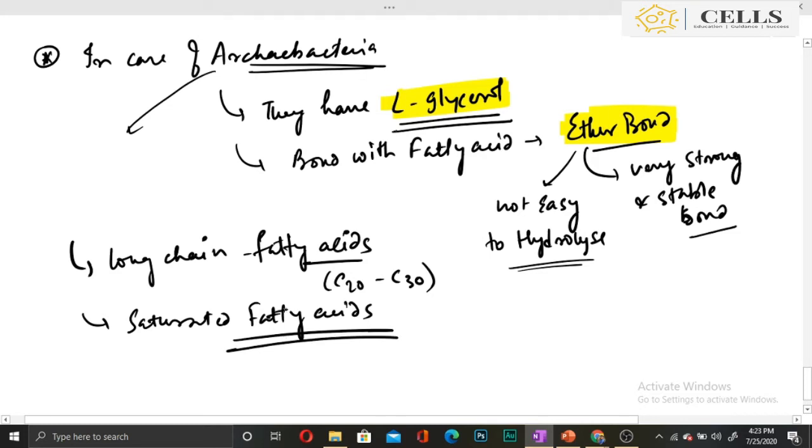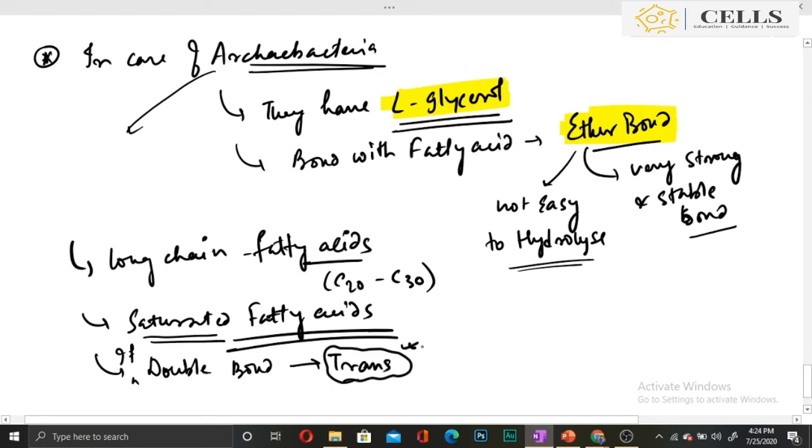Most often the fatty acids are saturated fatty acids. Normally there is no double bond if the fatty acids are saturated. If there is a double bond, it will be a trans double bond, so that the structure remains very much stable. As simple as that.